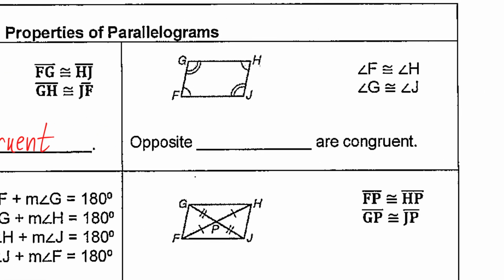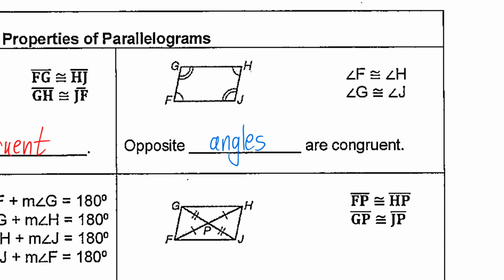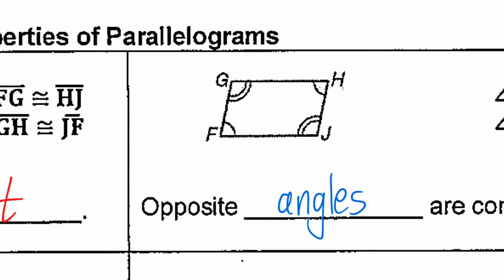All right, second one is that opposite angles are congruent. What that means is like, if angle F is 80 degrees, then angle H is 80 degrees. This is an example of opposite angles. And so then within that picture right there, angle G and angle J are opposite angles. They'd be congruent to each other. All right, so that is the second property. Opposite angles are congruent.